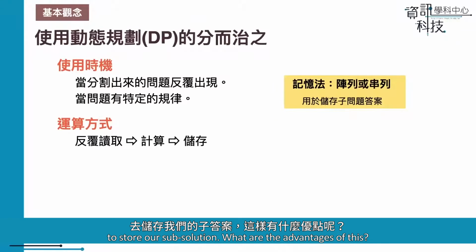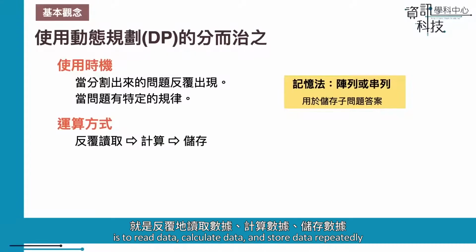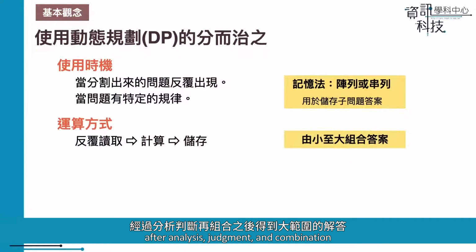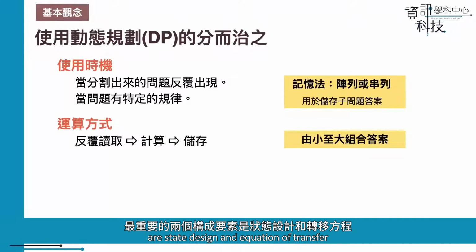What are the advantages of this? That is, we can avoid finding the solutions repeatedly. The process of dynamic programming is to read data, calculate data, and store data repeatedly. We can get a wide range of solutions from a small range of data, after analysis, judgment, and combination. The two most important elements of dynamic programming algorithm are state design and equation of transfer.